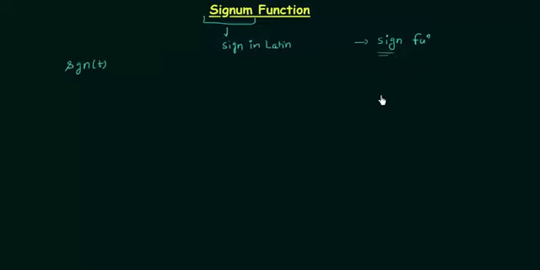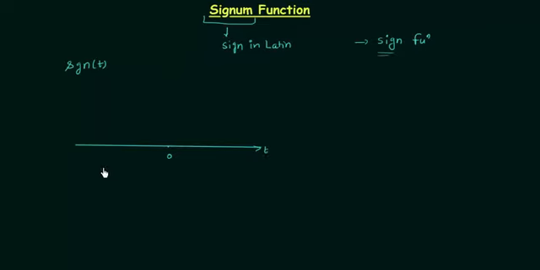Now, why do we call this function the sign function? What is the reason for calling it the sign function? We call it the sign function because it tells us the sign of real numbers. I will first draw the number line. Let's say this is 0.